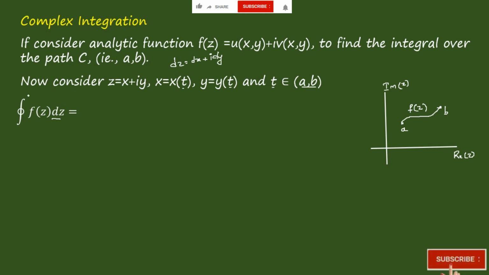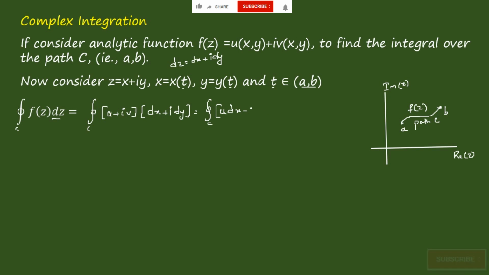And f of z is equal to u plus iv, and we are considering a closed path. Now from a to b, it becomes a path c, right? So substituting the values, it becomes integration over c of f of z, which is u plus iv, into dx plus i dy, right? So when expanding it, we get integration over c of u into dx minus v into dy, plus i into the integral over the curve of v into dx plus u into dy, right?